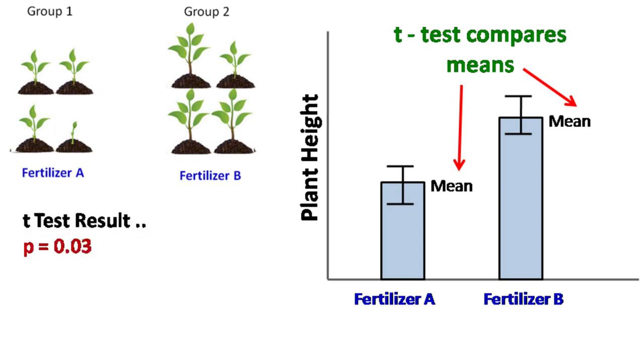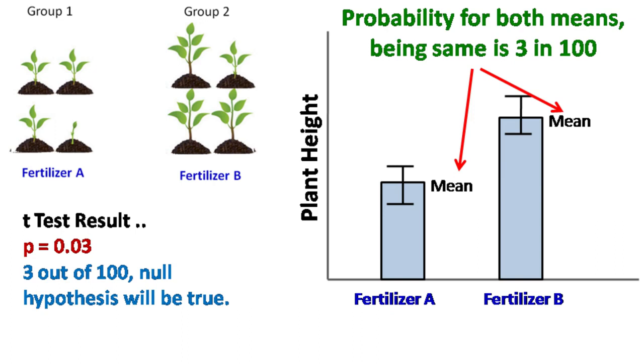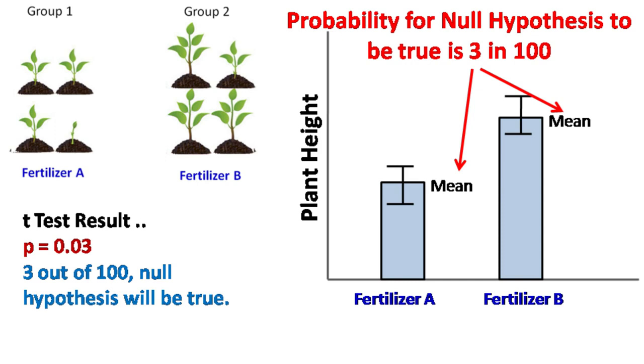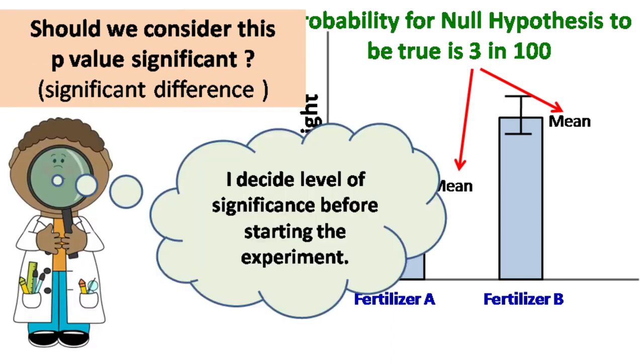Let's say the p-value for this test is 0.03. This means if I repeat this experiment 100 times, only 3 out of 100 times the null hypothesis is going to be true. Now the next question that arises is, should we consider this significant or not? Taking a decision based on p-value is completely in the hands of the experimenter or the scientist who is doing the experiment. The researcher decides the level of significance for his experiment.